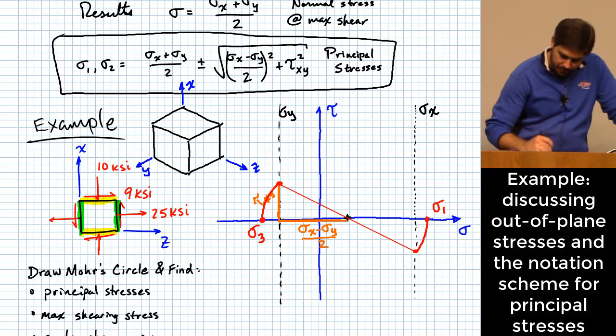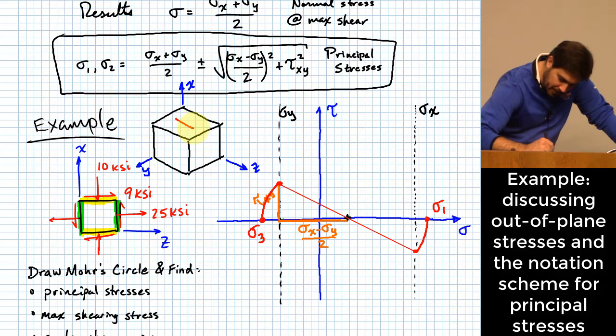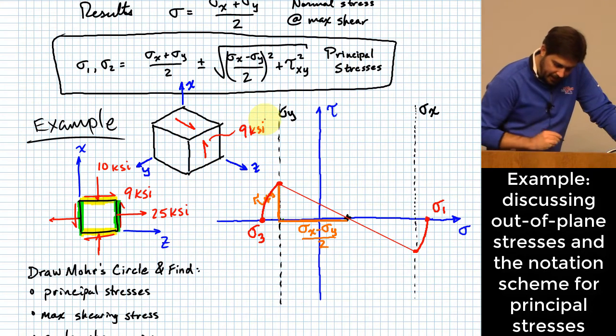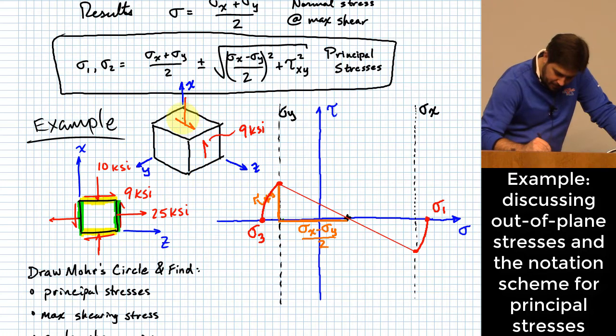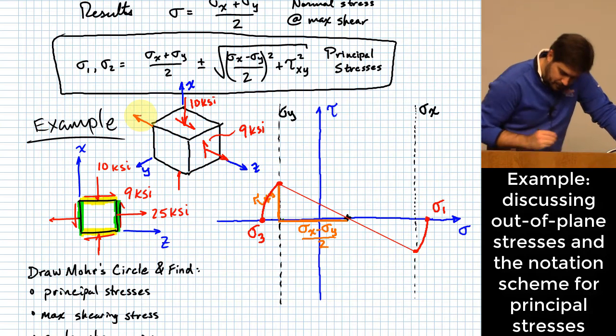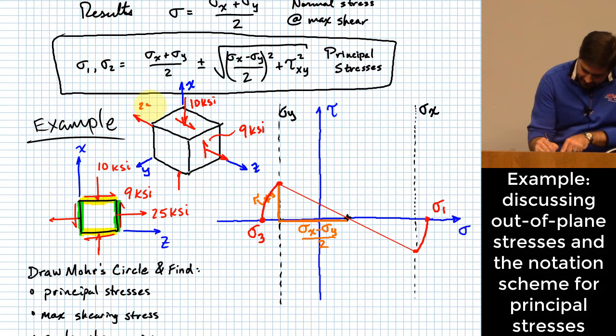Okay, one of them, the shearing stress, would be up here, right? Like this. That shearing stress value would be 9 KSI. And then I would have a compressive stress here, right, of 10 KSI. And then I have this tensile stress here of 25 KSI.